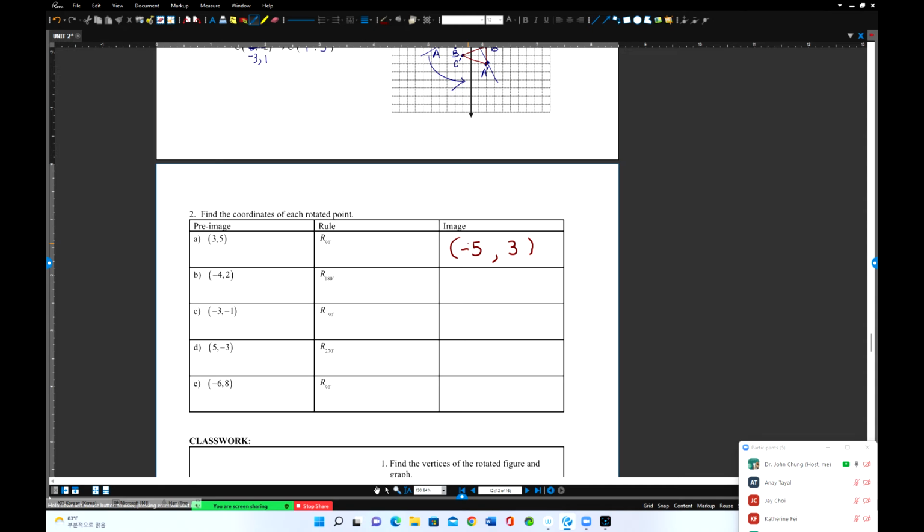The second one is 180. No switch. Don't switch. Just negative 4 and 2. Are we done? No. When you don't switch, we need one more step. Put the negative sign on both. Negative, negative is what? Positive. This is now positive. I'm going to write it one more time. Positive 4 and 2, right?